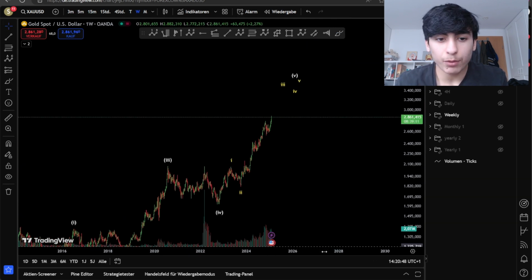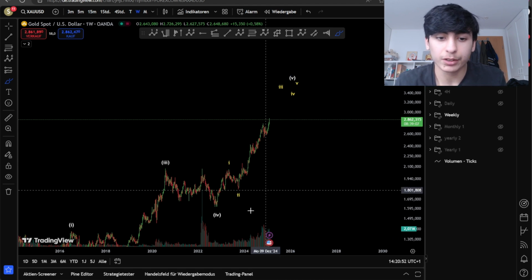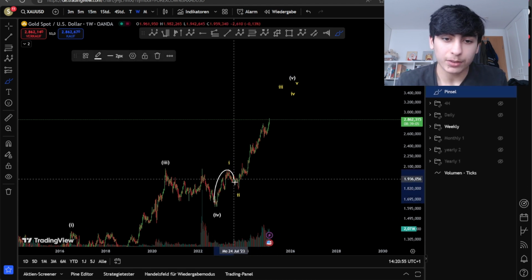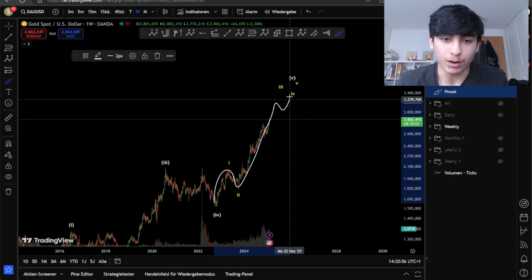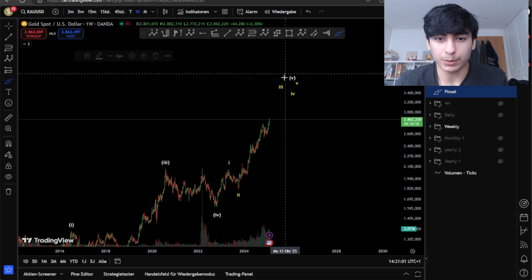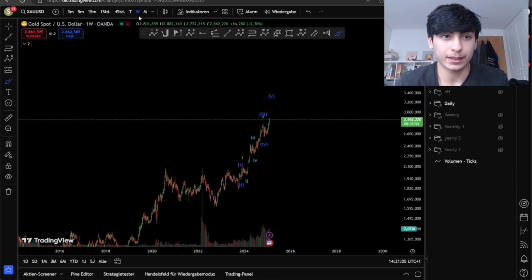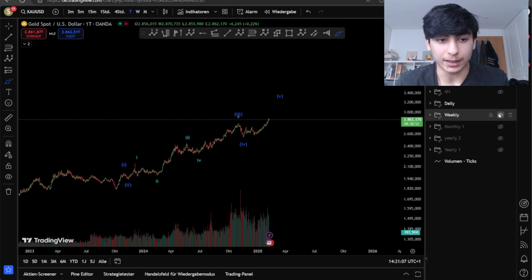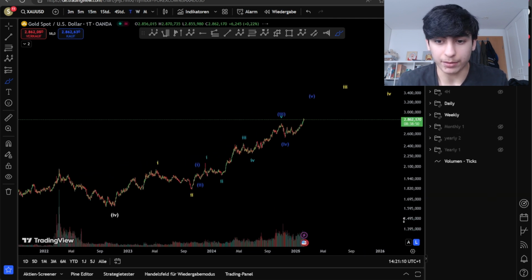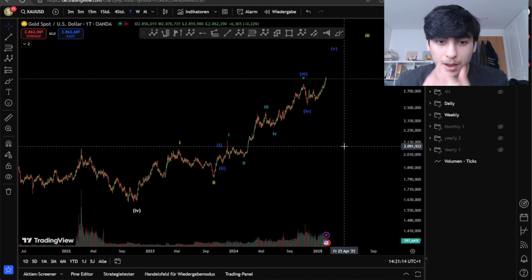So for the wave 5 we're looking at, we need another subdivision count. Here we have a 1, 2, looking for a wave 3, 4, 5. So let's take a look at this count. We want to have the wave 5, so we need to look at the yellow count. So let's go down to the daily. On the daily, let me take the yellow count out, so we have a bit more things to see.